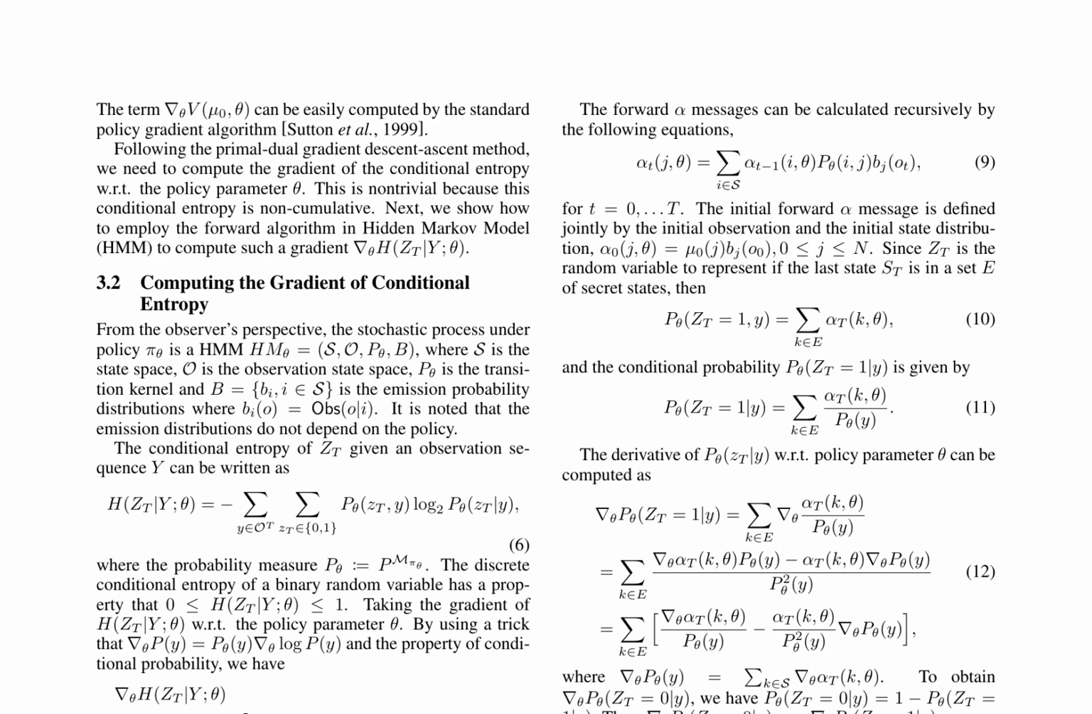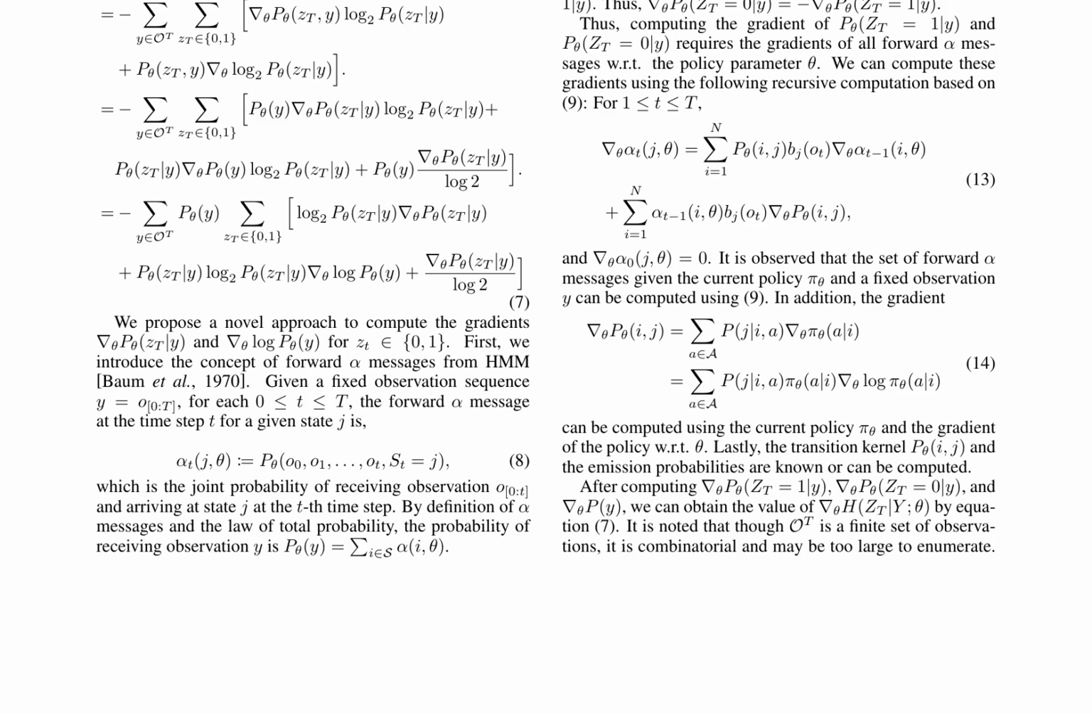The study builds upon prior research, bridging qualitative and quantitative opacity, and offers an optimization-based solution that exploits information-theoretic metrics and efficient computation. It provides a novel approach to compute the gradients of conditional entropy with respect to policy parameters, utilizing the concept of forward alpha messages from hidden Markov models, HMMs.